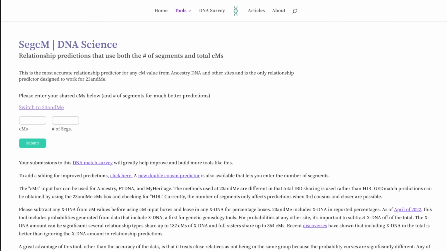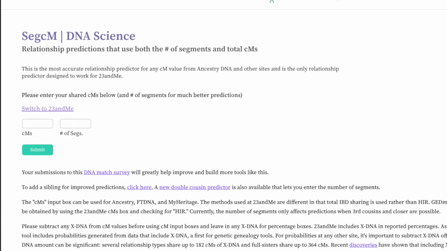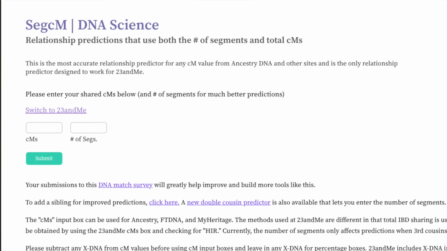The tool SegCM on the DNA Sci website by Britt Nicholson has been doing this for years, where it utilizes the amount of shared centimorgans as well as the number of segments to help figure out which side of your family this is likely coming from and what type of relationship distance it is. A big part of that was realizing that the recombination rates in men and women are different, so the recombination of the DNA you get from your mom is different than that from your dad. So the number of segments you'll match with maternal relatives is different than what you'll match on the paternal side.